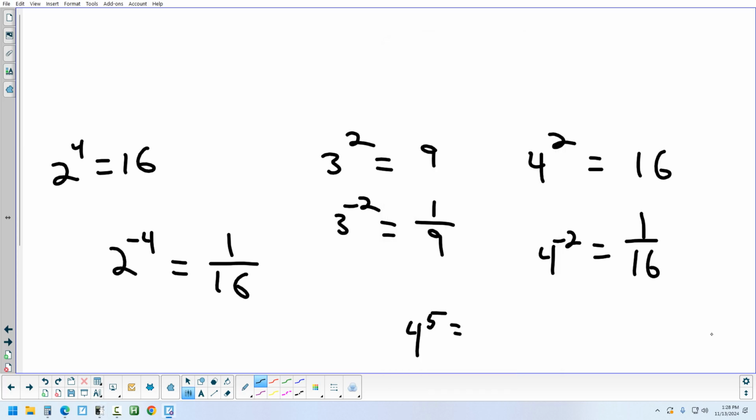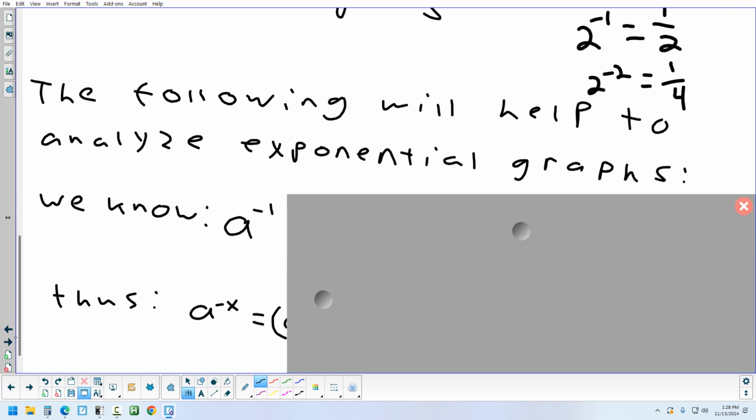So what a negative exponent does is it causes the answer to flip. So now, what would a to the negative 1 be?